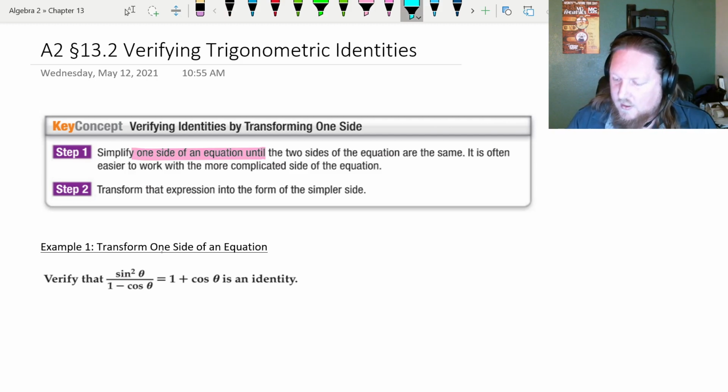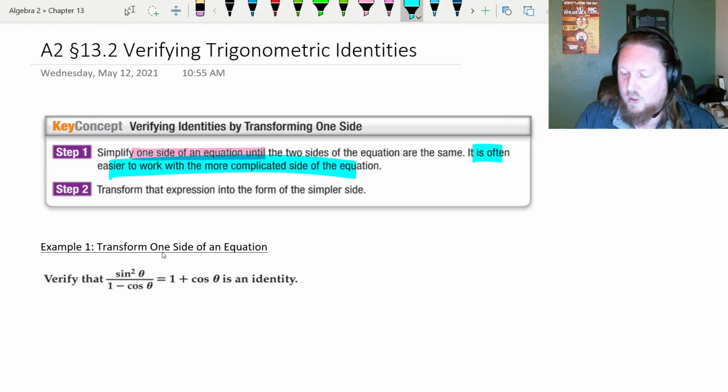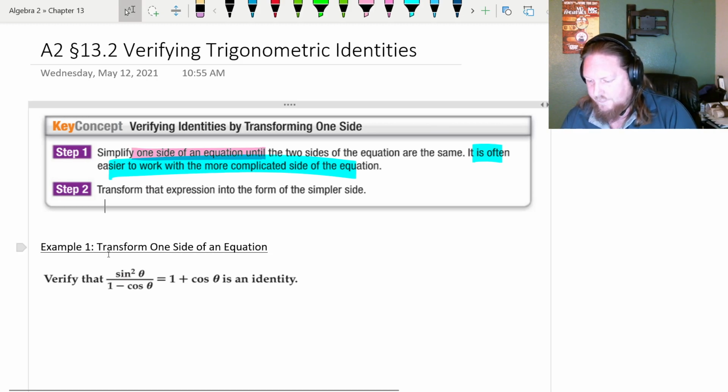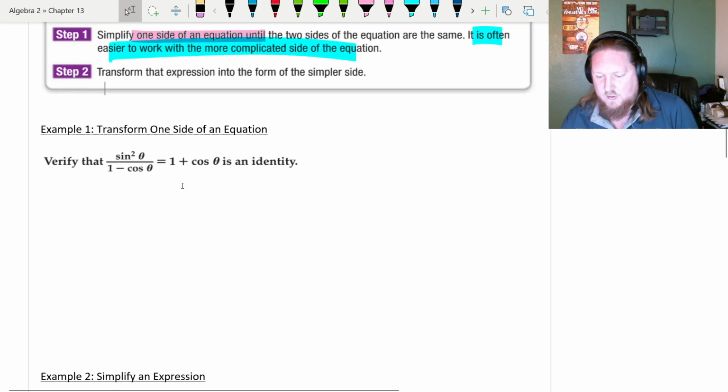The other tip that they give us is it's easier to work with the more complicated side of the equation, mostly because the more complicated side has more details for you to work with. So let's go ahead and try some of these things. Let's try example one here.